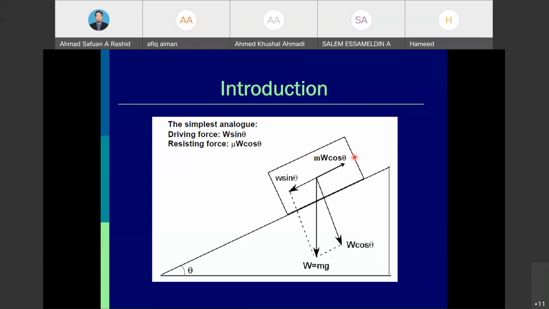The items that contribute to the resisting force are the weight, the normal stress, and also the friction which develops on the rupture surface, while the driving force is governed by the parallel force acting on the rupture surface.